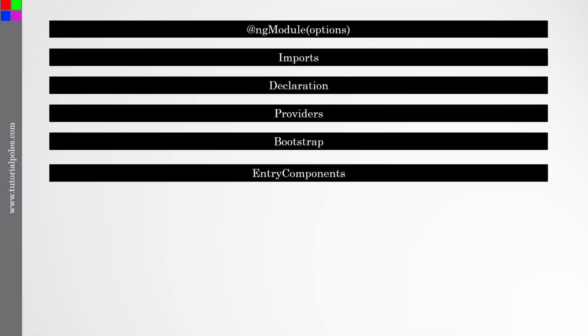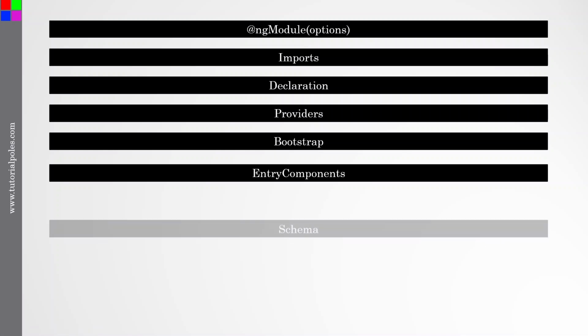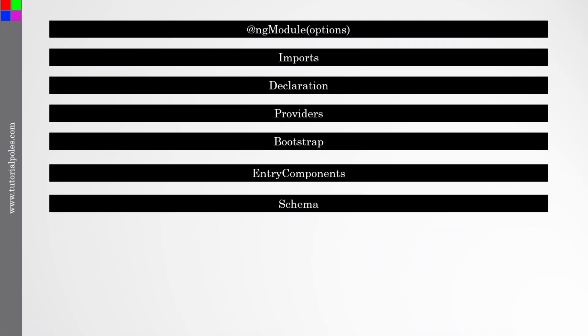Bootstrap. Rarely used, but we provide the component which is supposed to be bootstrapped as part of the module initialization. Generally we use this option only in the bootstrapping module. Entry components. Components that are loaded imperatively, that is, without using the component selector in the template, are added here. Schemas. Used when you want to use a custom selector and don't want Angular to throw an error.